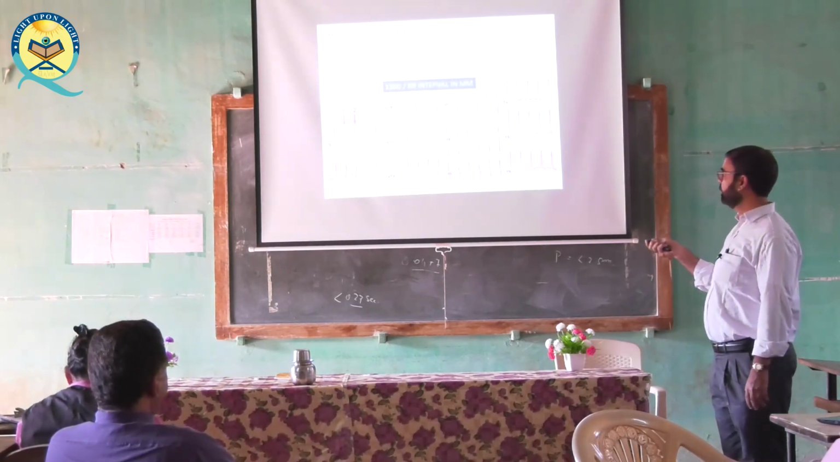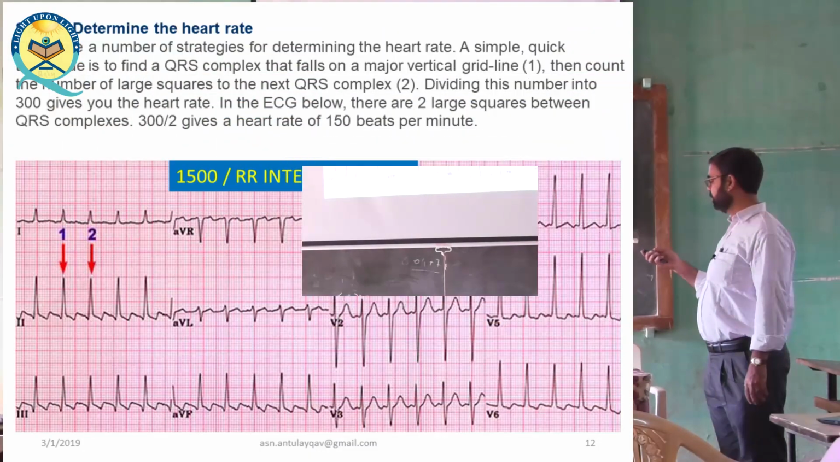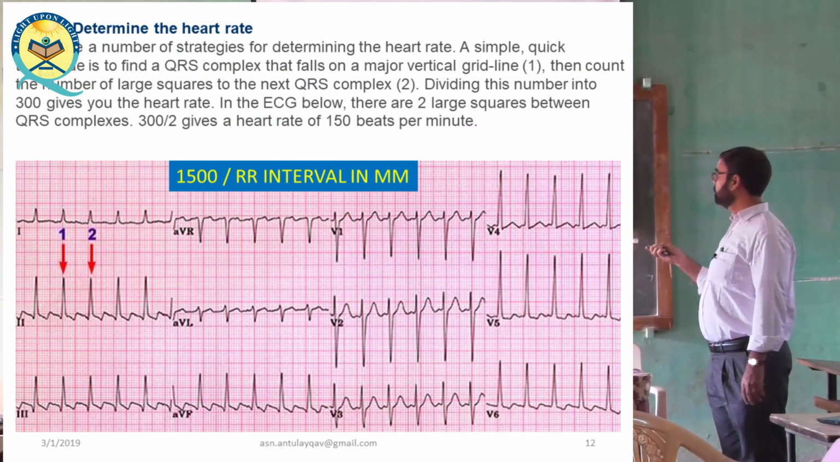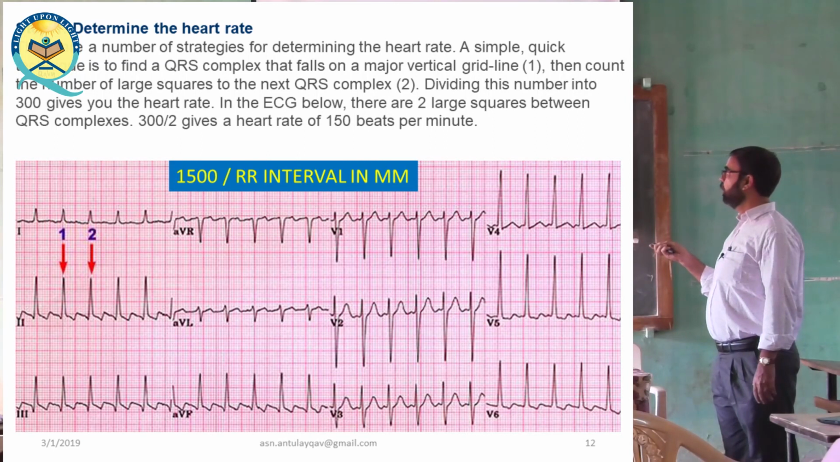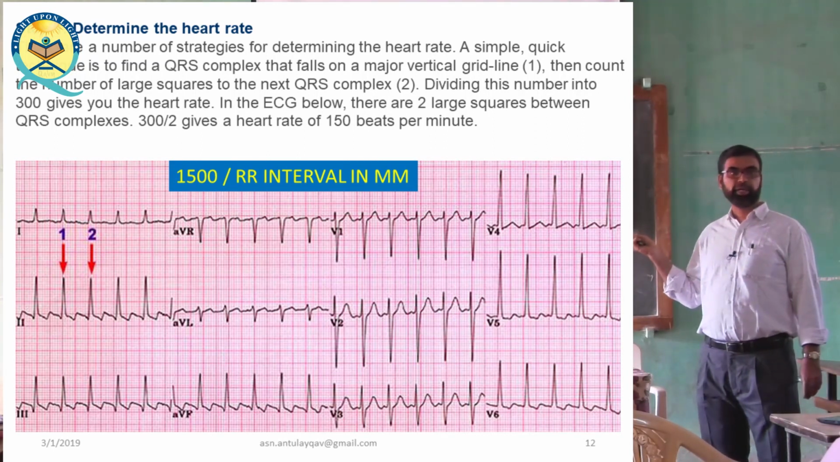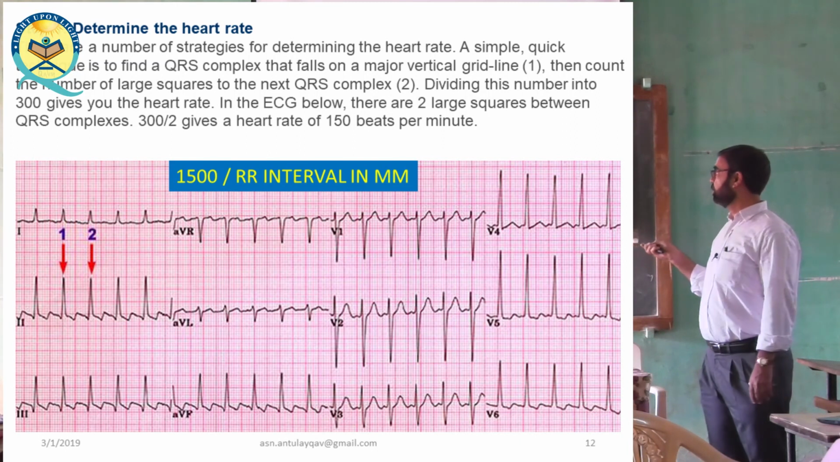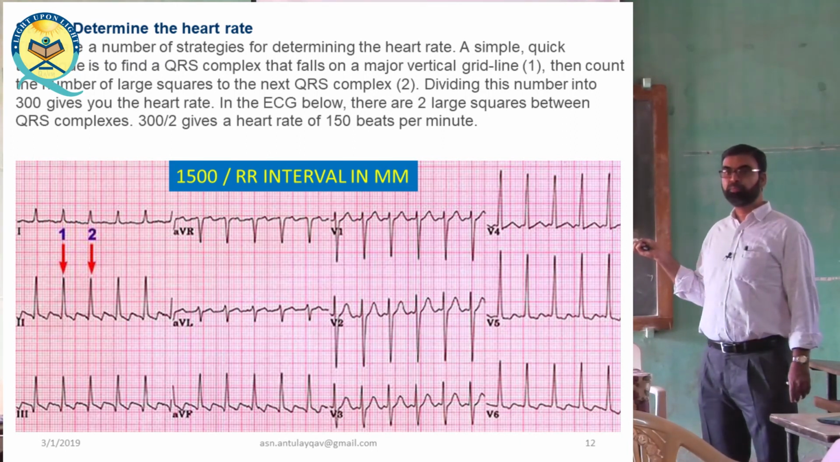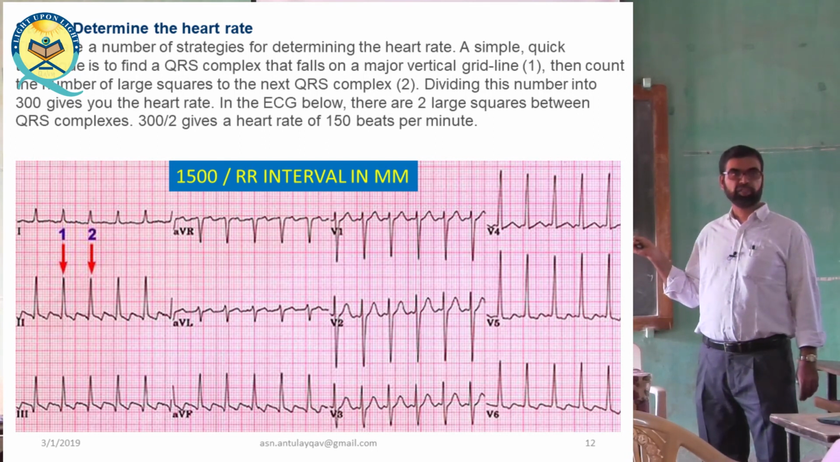Now you calculate RR interval of these. See, this is RR interval, and 2 big squares is equal to 10 millimeter. So 1500 upon 10 is equal to 150. So the patient is suffering from tachycardia. Heart rate of a given ECG is 150. अब ये 1500 कहाँ से आया?